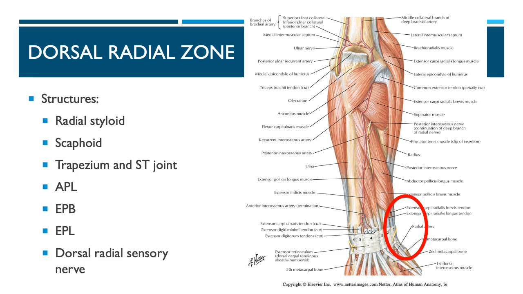So first we're going to do the dorsal radial zone, so the back of our hand over the radius. What you'll find in this zone is the radial styloid, the scaphoid, trapezium, and the scaphotrapezial joint, the APL tendon, the EPB, APL, and the dorsal radial sensory nerve.